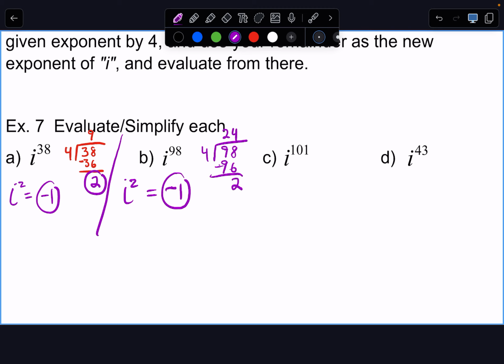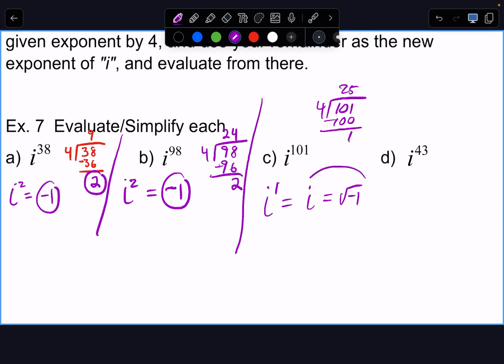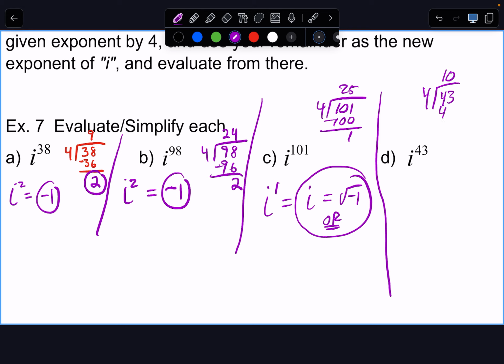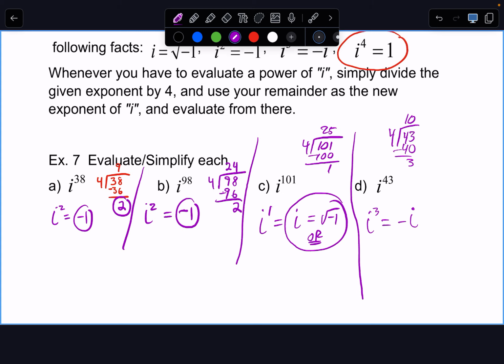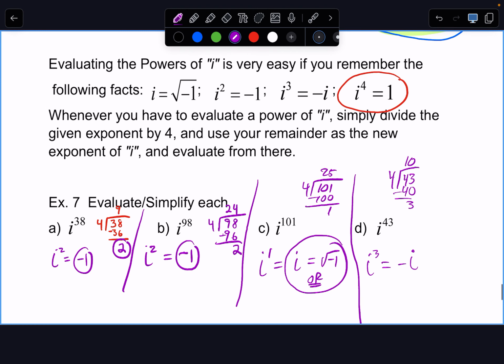Trust me, it's not always negative 1. For example, here 4 goes into 101, 25 even times with 1 i left over. So i to the first power is just i, or square root of negative 1, either or. i to the 43rd, 4 goes into 43 10 times with 3 left over. i cubed equals negative i.